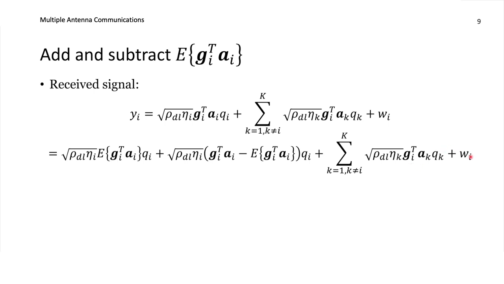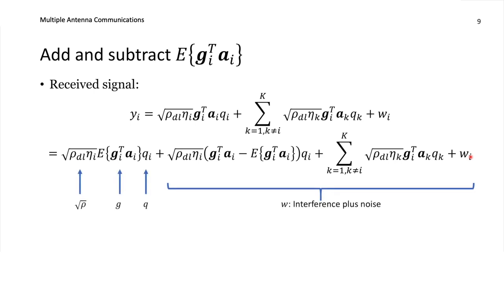And now we could actually use our capacity bound. So in this first term here, what we have is a power scaling, which is representing the rho term in the capacity lower bound. Then we have a deterministic, or fixed, constant channel, which is representing our g. And then we have the information that we would like to convey, q_i, representing the q in the capacity lower bound. And then the rest here is what I call a scalar value W, which is the W in the capacity lower bound. This is interference plus noise. It's not going to be Gaussian distributed because we have random data multiplied with random channels. But the important thing is that this term is going to be uncorrelated with this data here.